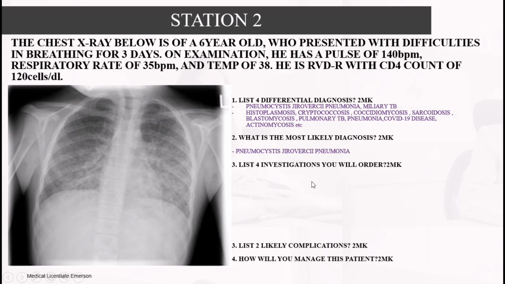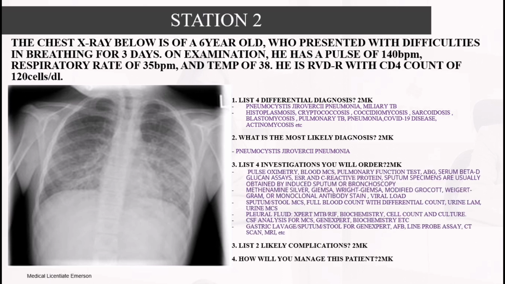The investigations you can order: we have pulse oximetry, blood MCS, pulmonary function tests, your arterial blood gas, your ABG, your serum beta-D-glucan assays, your ESR and C-reactive protein, sputum specimens, which are usually obtained by induced sputum or bronchoscopy. And after you get them, then you do your methenamine silver or Giemsa or Wright-Giemsa or modified Grocott or Gram-Weigert or monoclonal antibody stains.